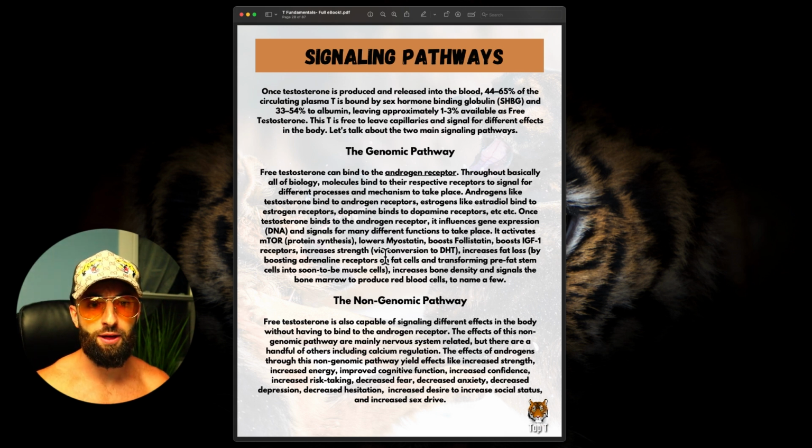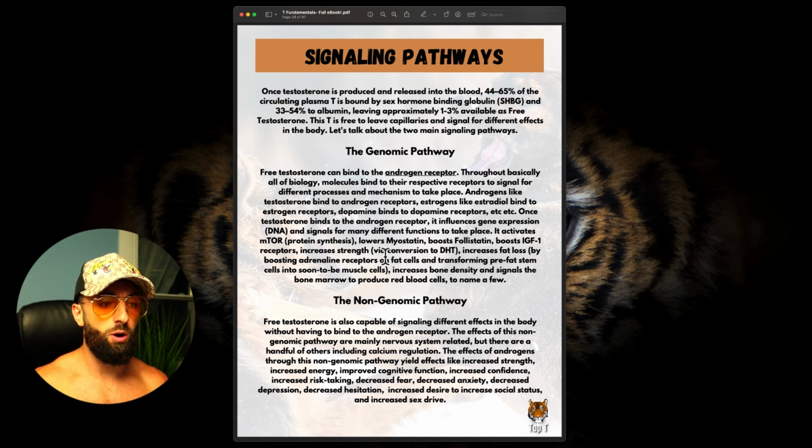Now, the non-genomic pathway is somewhat newly discovered. Traditionally, it was thought that the genomic pathway was the main way that most hormones are used, and now this non-genomic pathway is gaining more traction and more awareness in the scientific community, and we have a pretty clear understanding of how it works to some degree at this point. And there are lots of studies on this, all of them are cited in the citations.